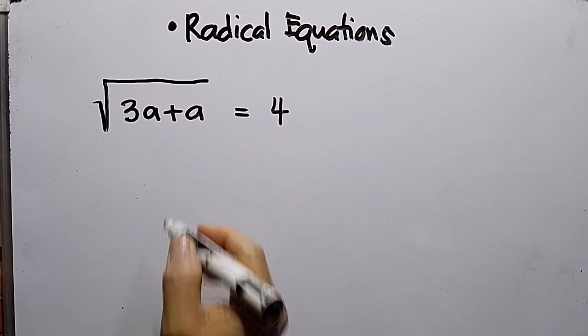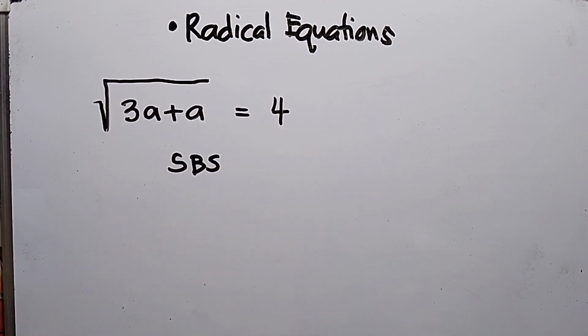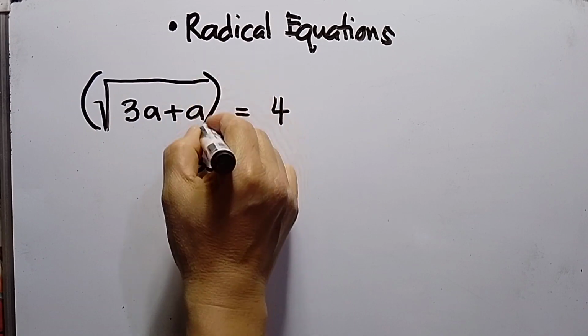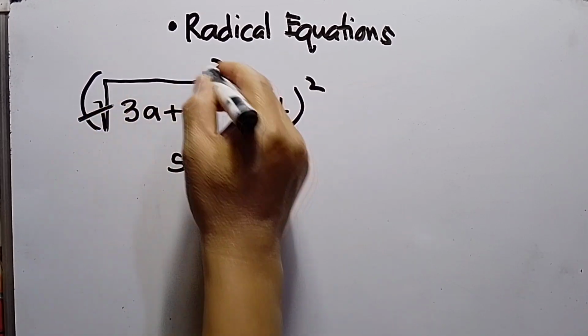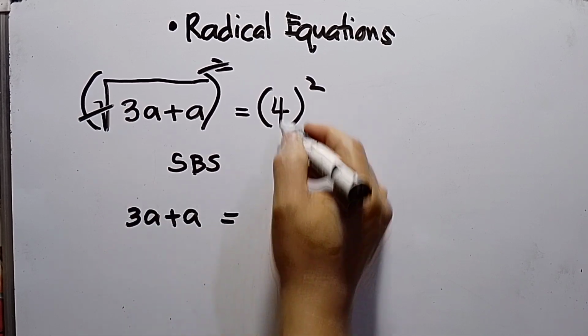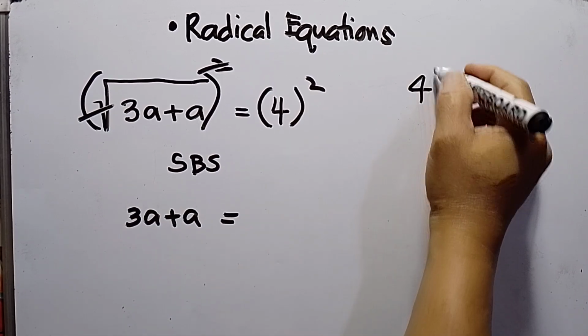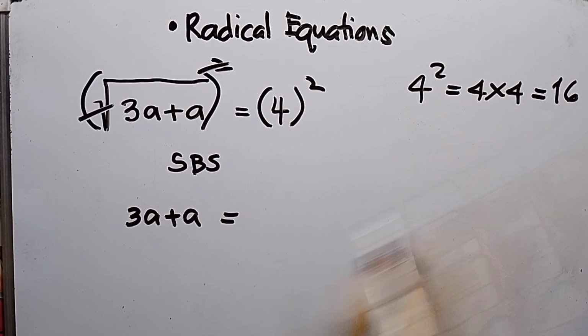So the first thing to do is apply SBS. What does SBS stand for? Squaring both sides. So meaning I need to square both sides. So this will be crossed out. So I have 3a plus a is equal to, what is 4 squared? 4 squared means 4 times 4. So this will be equal to 16.